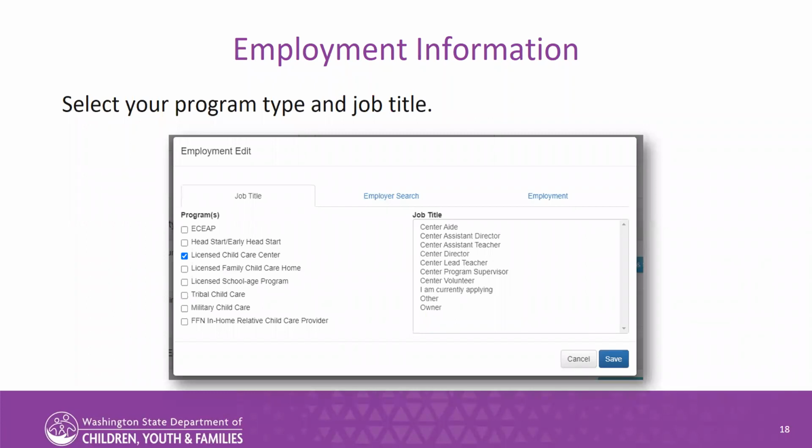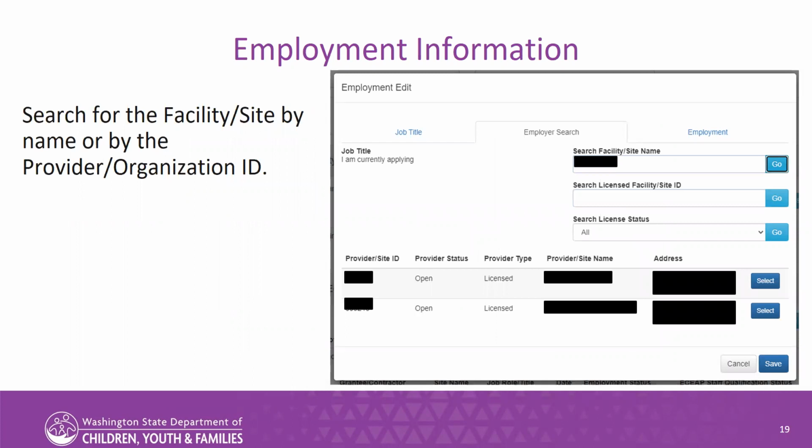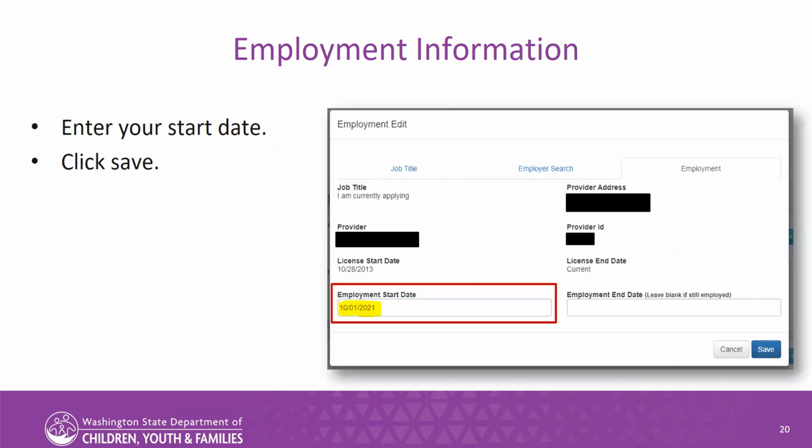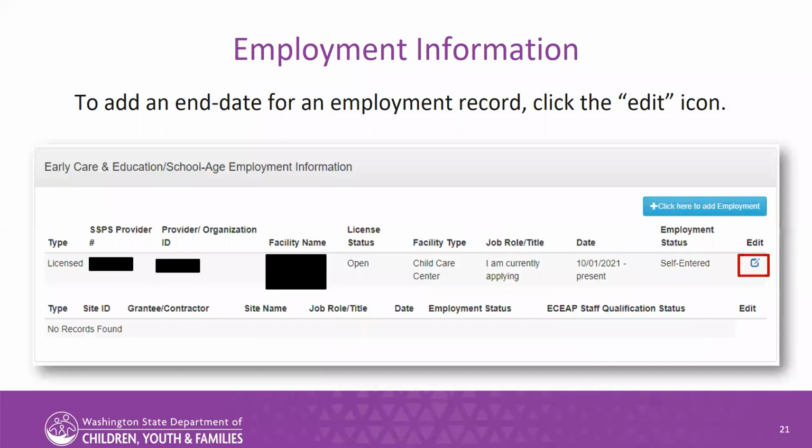A pop-up box will appear. Select your program type and job title. Search for the facility site by its name or by the provider organization ID. Click the blue button to select. Enter your employment start date and click Save. Your employment information should now display in your Merit professional record.